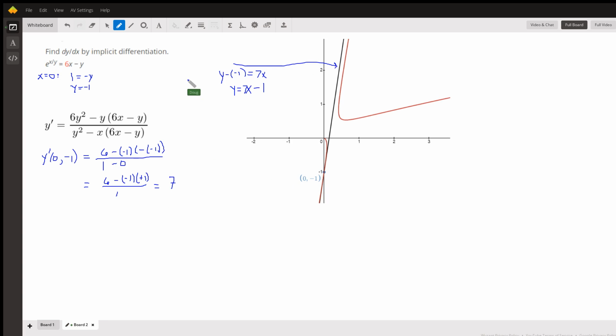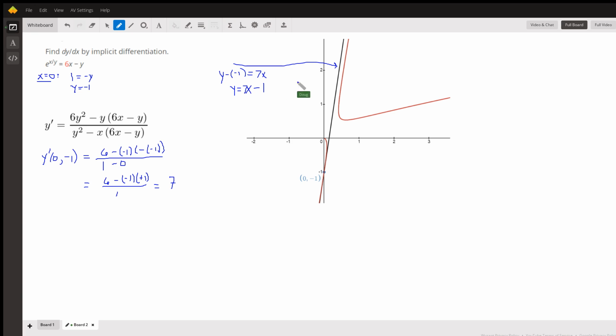Here's a little indication that that looks like the correct work. This red graph is the graph of the original function. And when x is 0, it's easy to solve for y. We see that y is negative 1.